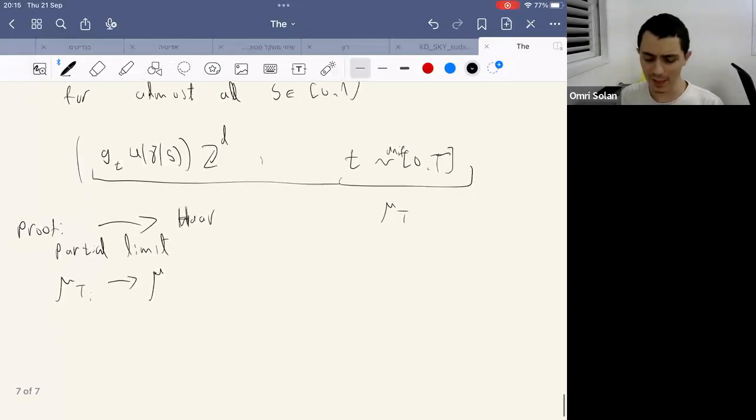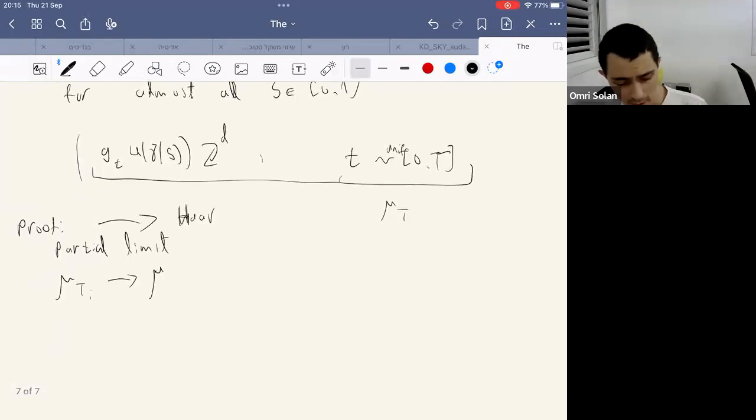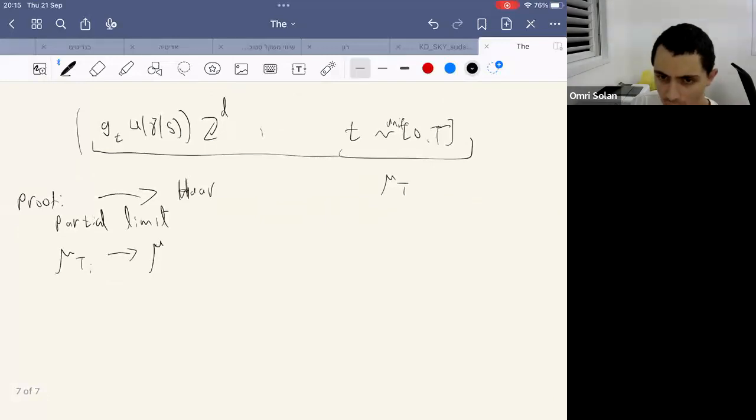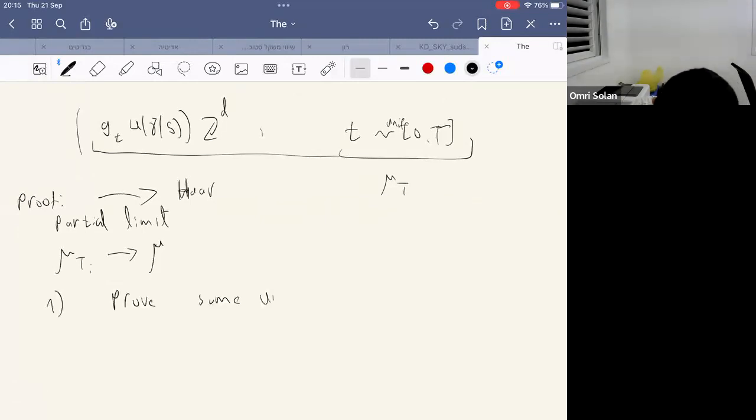Okay, so suppose mu_t_i tends to mu in some partial limits, then the proof is composed of three steps. In the first step, we prove some unipotent invariance for mu.